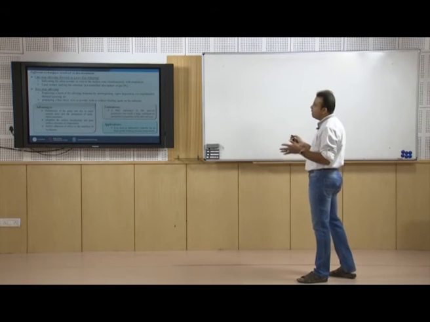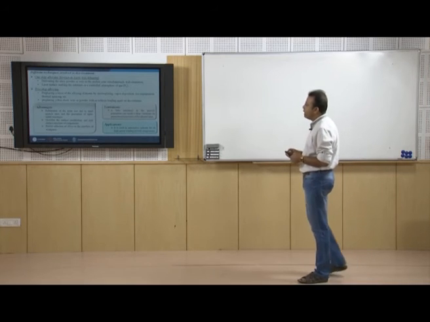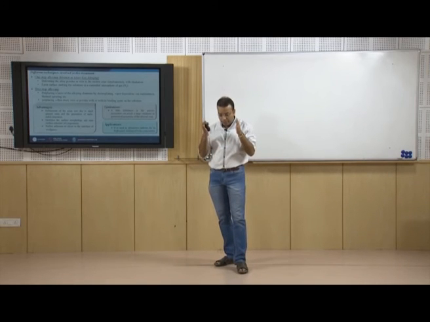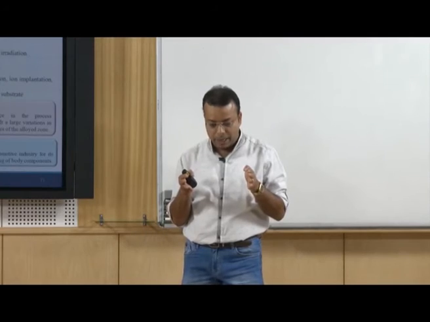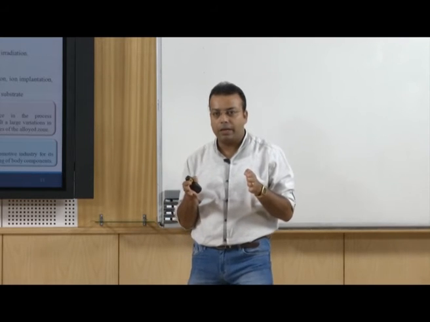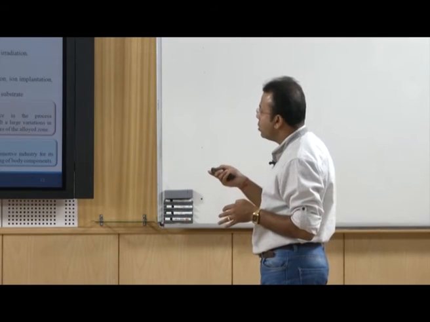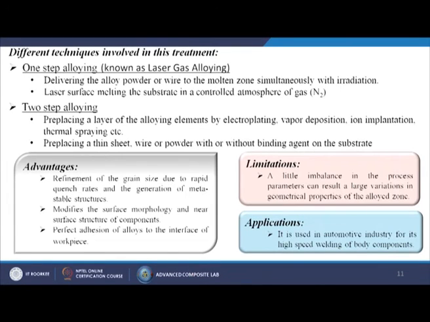Then there are several different techniques which we can adopt for chemical modifications. In these slides we will briefly describe the laser melting and chemical reactions process. In this particular case we first do the melting, then we do the alloying process. So, it is a two step process.